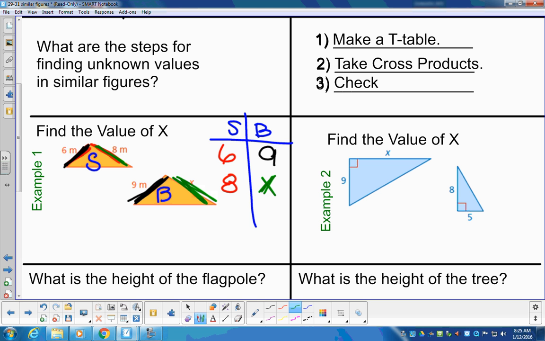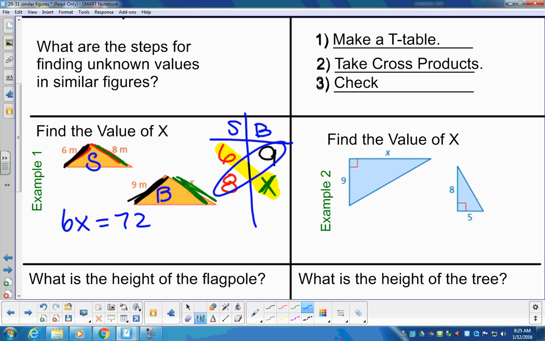As long as the 8 and x go with it, we're good. Cross products kicks in. So we grab our variable x, multiply on that diagonal, we get 6 times x. Working on that other diagonal then, we have 9 times 8. If you haven't picked up a calculator today, go ahead and grab that immediately so that you're ready to roll. We have 9 times 8 on the right, which is 72.